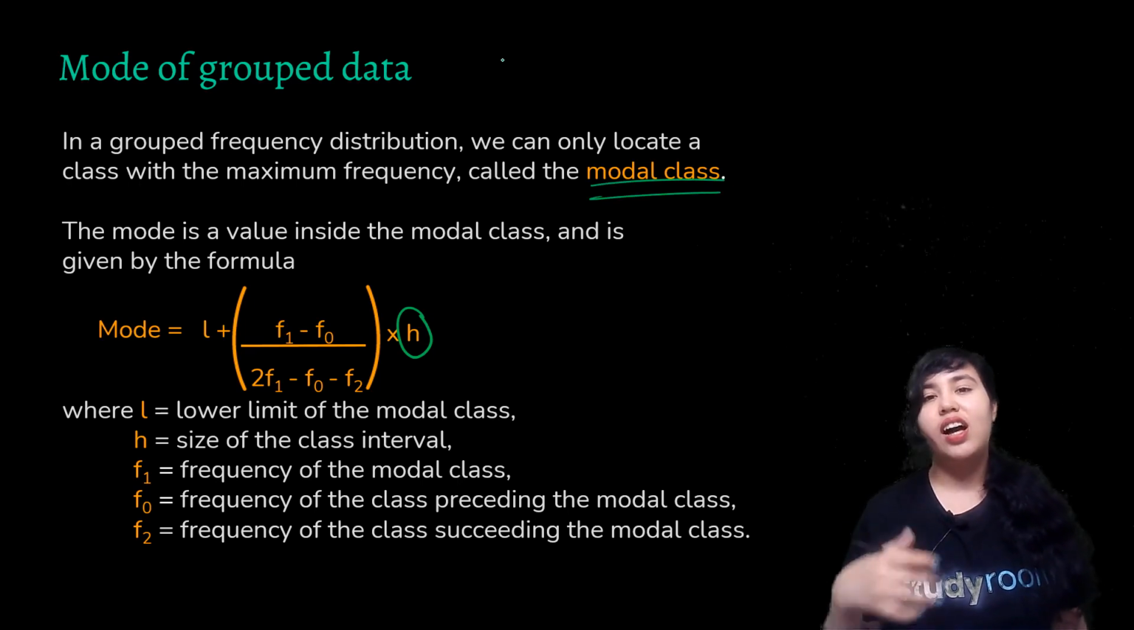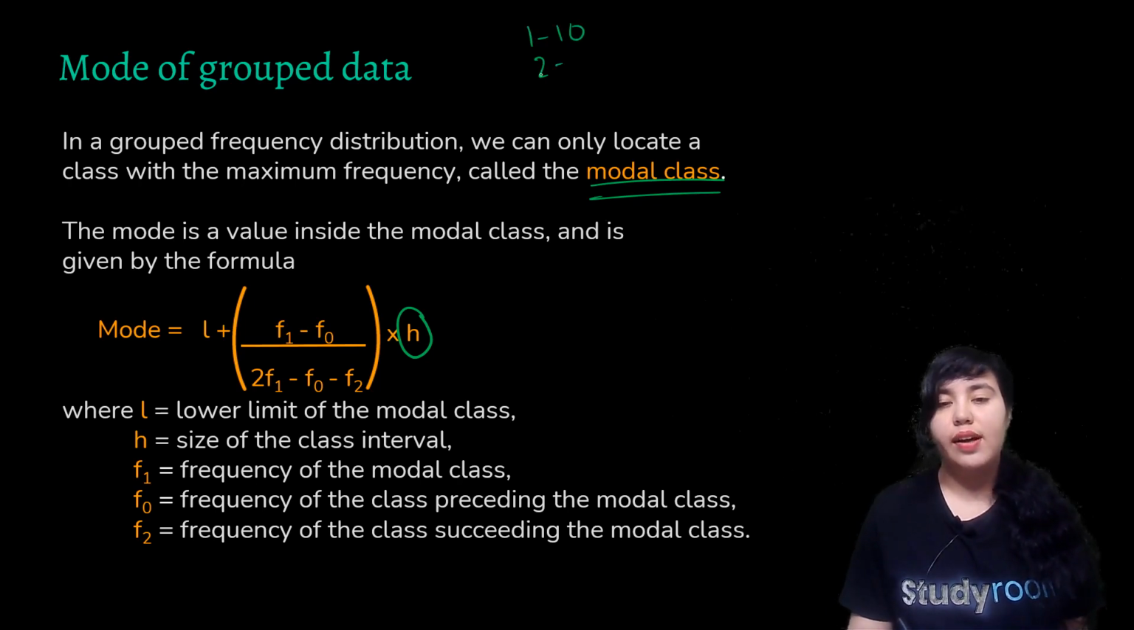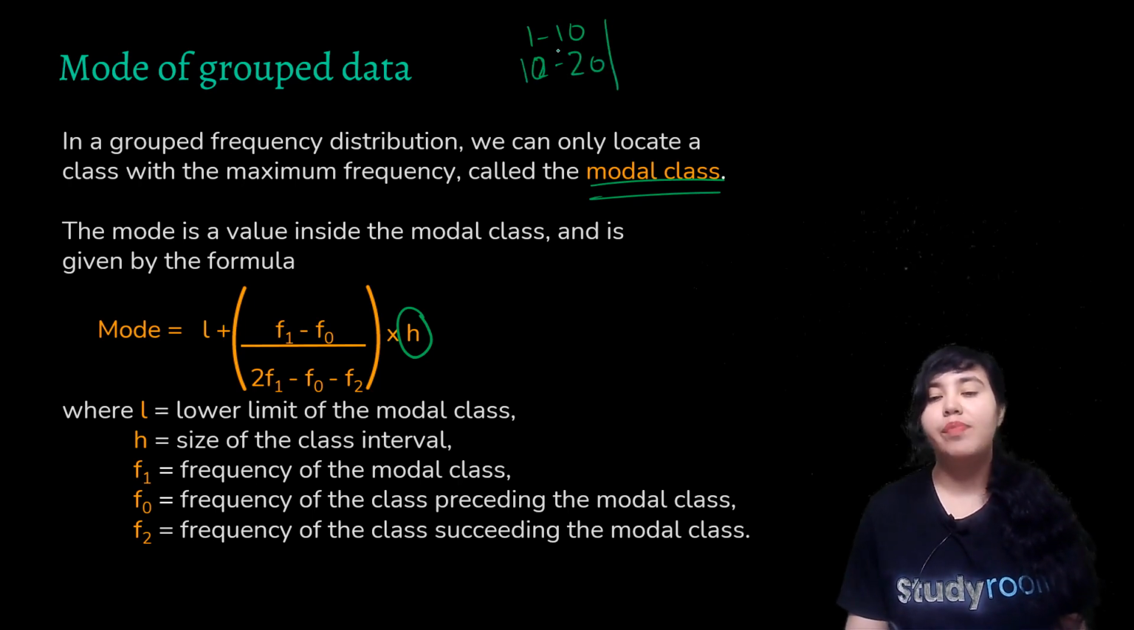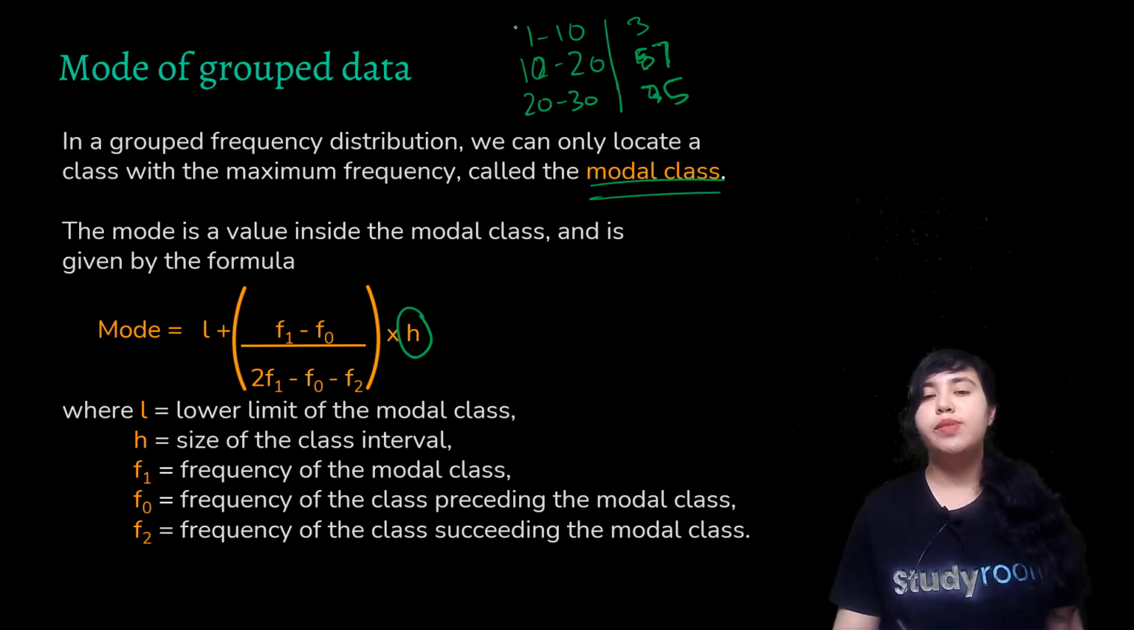Grouped data is collected in the form of class intervals. So it will be like 1 to 10, 10 to 20, etc. Then you will have, say, 20 to 30, and let's say I give you some frequencies over here, 3, 5 and 7, or let me make it 3, 7 and 5. So you've been given these class intervals and you've been given these frequencies.